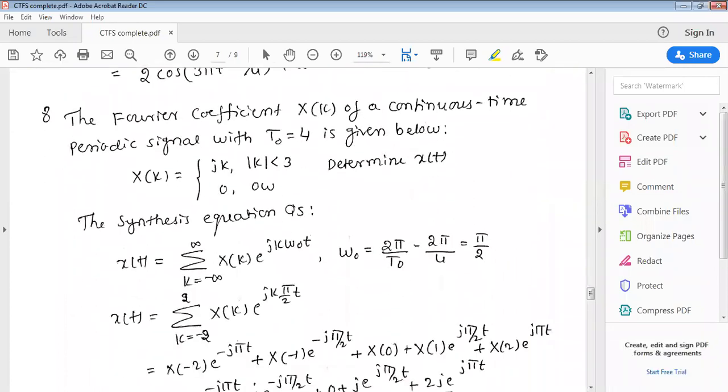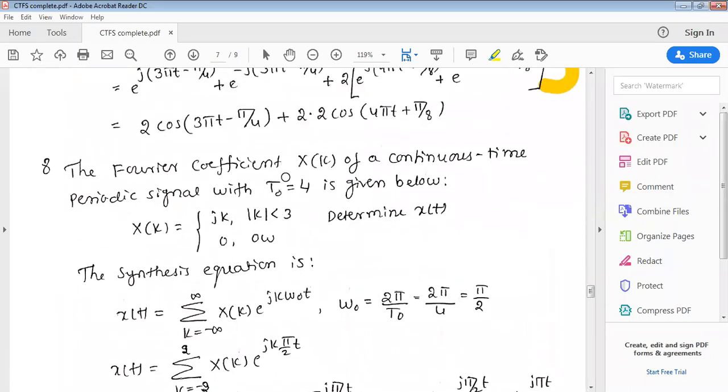Okay, now once again I'll give a very similar problem. x of k is equal to j k, mod of k strictly less than 3. So what should be the variation of k? Mod of k is strictly less than 3. What is the variation k can take?